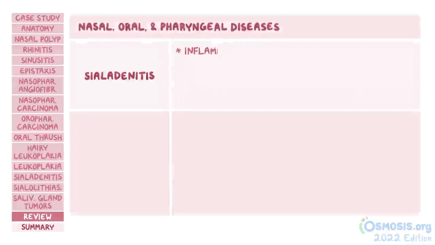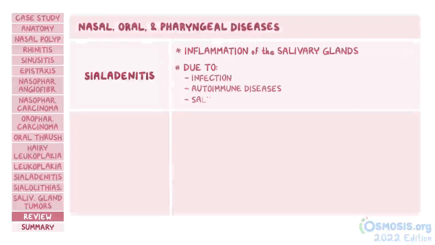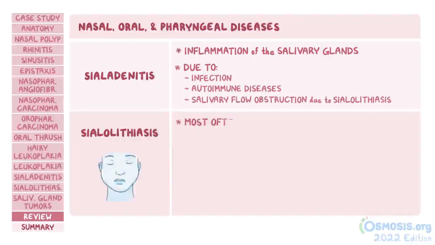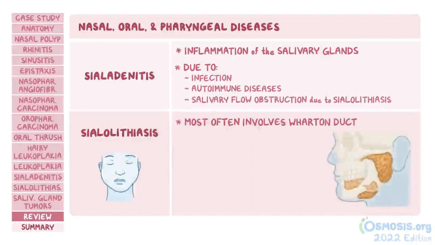Sialadenitis refers to inflammation of the salivary glands due to infection, autoimmune diseases, or salivary flow obstruction due to sialolithiasis, which most often involves the Wharton duct of the submandibular gland and presents with intermittent pain that's worse before and during meals.